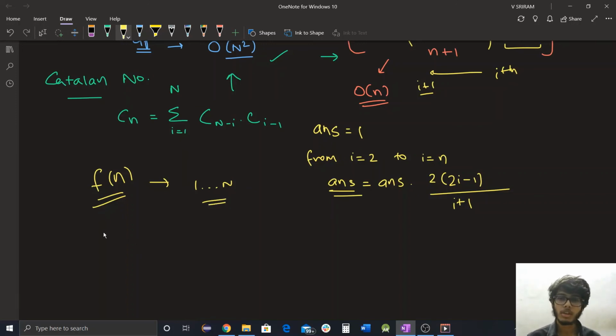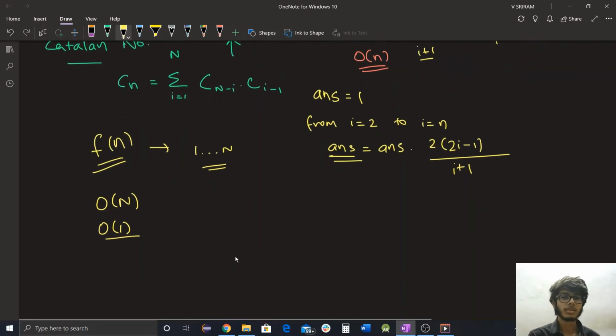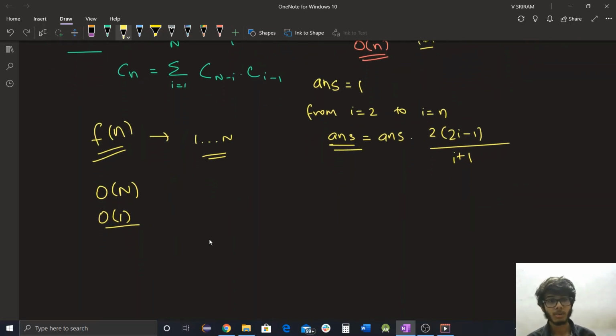So the complexity of this solution would be order of n, and we do not use any extra space. So that was the solution to this problem.